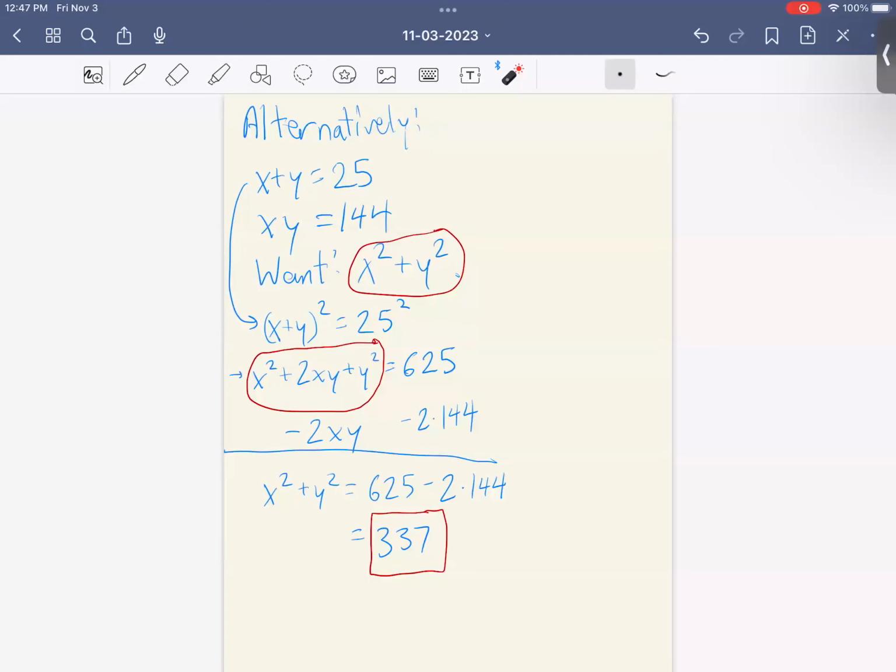Okay, but this is great. So thank you, Gabriel. Absolutely correct. The answer is 337. Any questions on either of the methods for doing this problem?